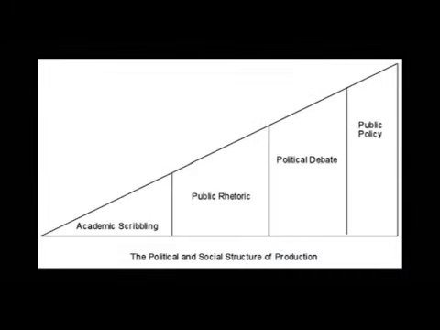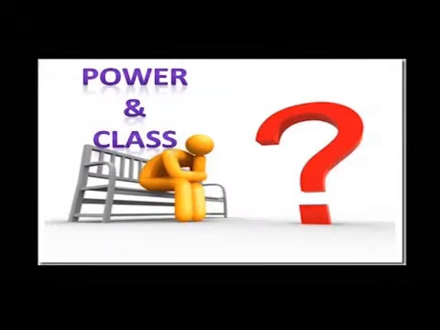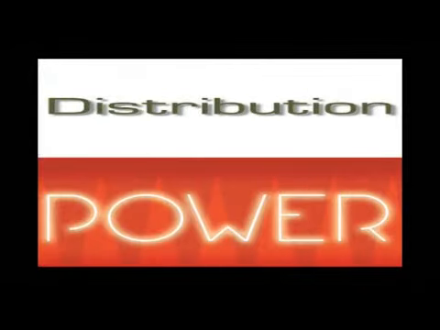Thus, classes are not merely aggregations of individuals who share a common economic status in society or a common position in the structure of production. There can be different types of classes, that is, political classes, ethnic classes, and prestige classes. He defines class as an aggregation of persons in society who stand in a similar position with respect to some form of power, privilege, or prestige. However, he clarifies that if one has to explain the phenomenon of social stratification or answer the question of who gets what and why, power and class must be our chief concern. Prestige and privilege are largely determined by the distribution of power.